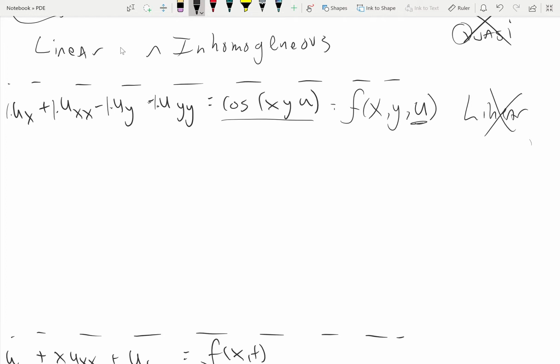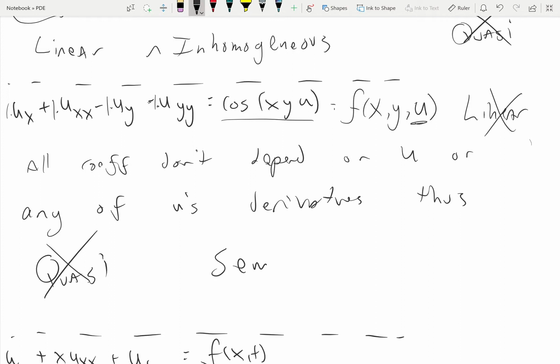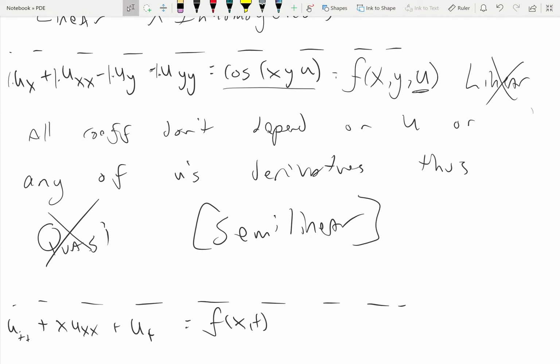So all the coefficients do not depend on u or any of u's derivatives. Thus, quasi is not the correct answer. So we can't say it's linear and we can't say it's quasi. So it falls somewhere in between. So this is semi-linear. All right. Now you're probably wondering, why didn't you qualify it as nonlinear? Because I'll go explain. When we see an actual nonlinear case, this is semi-linear. So let's take a look at the next example.